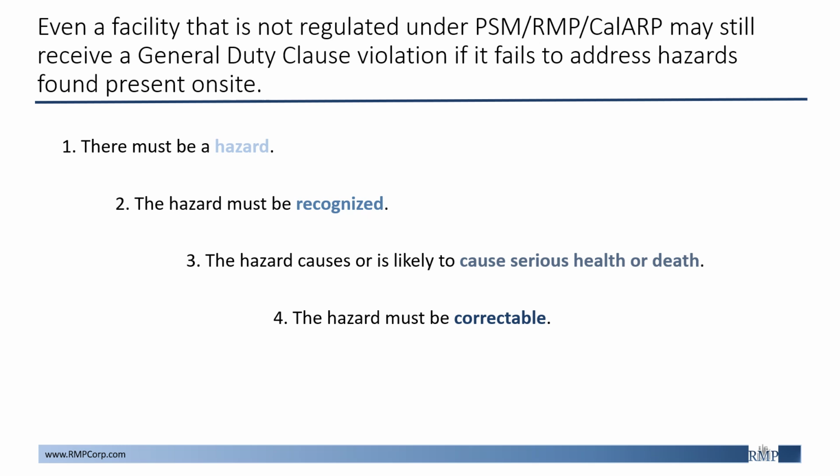3. The hazard causes or is likely to cause serious health effects or death. A serious health issue is any that leads to impairment of the body, which affects life functioning and/or significantly impairs working efficiency. Lastly, this hazard must be correctable. By correctable, it means there are feasible and known ways to correct this hazard, such as through physical means, admin controls, safety training, etc.